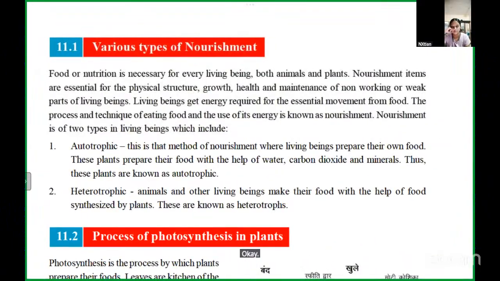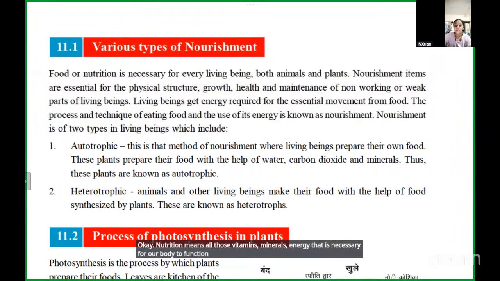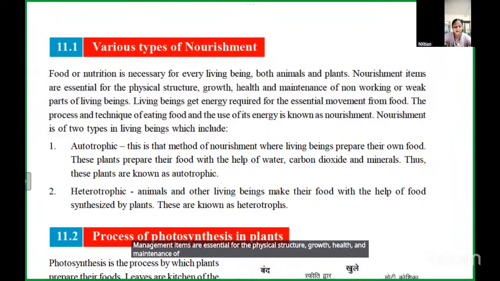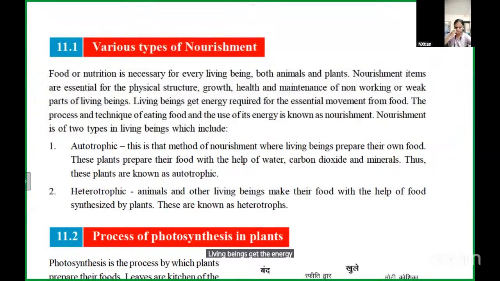Now, like I told you, from eating food, we get nutrition. Nutrition means all those vitamins, minerals, energy that is necessary for our body to function. Okay. That is necessary for our body to work. Nourishment items are essential for the physical structure, growth, health, and maintenance of non-working or weak parts of living beings.